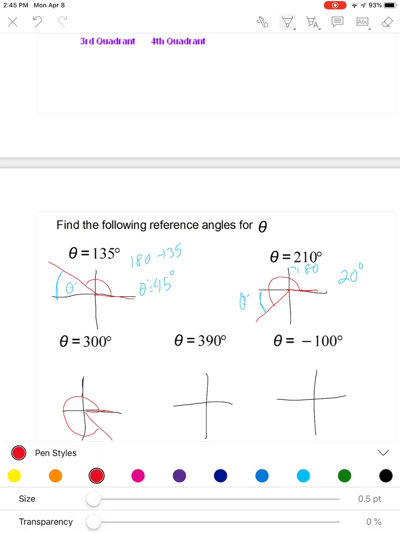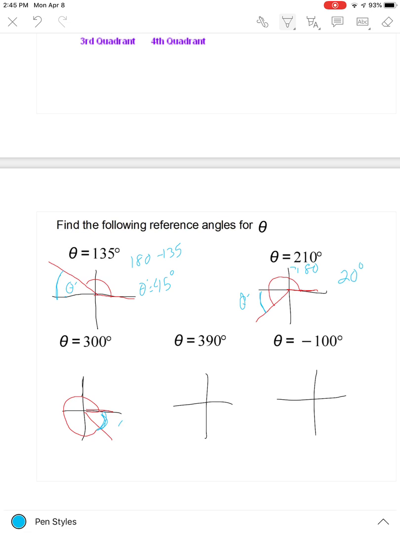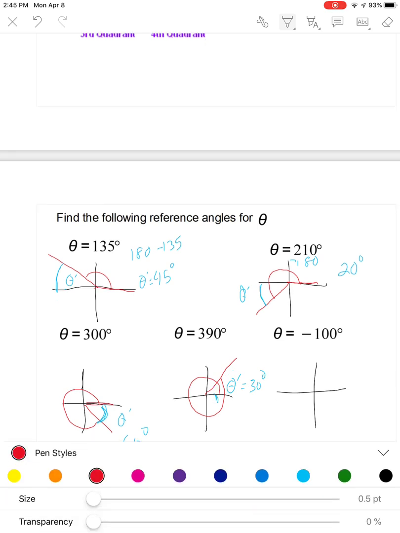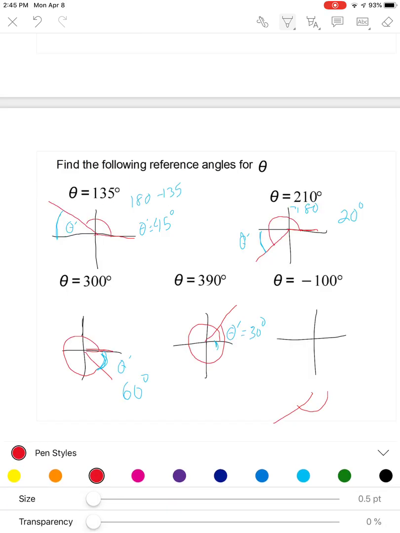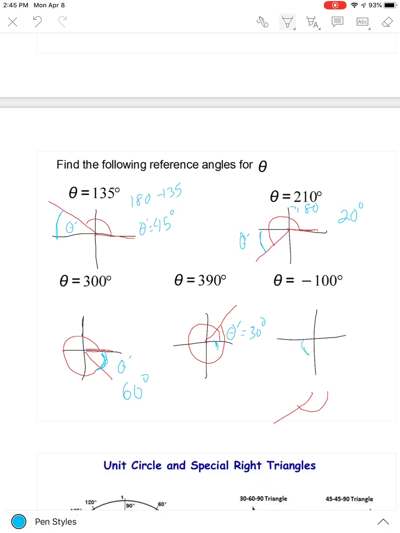Here is my reference angle. Now that theta prime is what's left over from the full circle, so now it's 60 degrees. Okay, 390, here we go, one complete full circle puts me back in the first quadrant, but now my theta prime would be right here, acute with the x-axis, and I went 30 degrees more past the 360 that I needed to go. Okay, negative 100, that means I'm going in the clockwise position. So that puts me right there for negative 100, but the actual reference angle is right in there, and that is going to be 80 degrees.